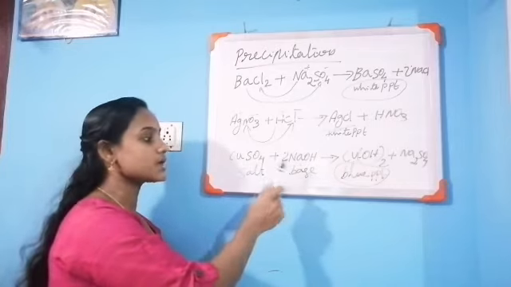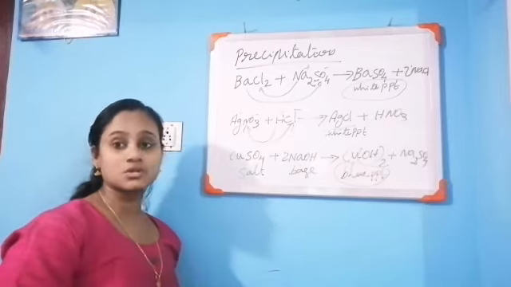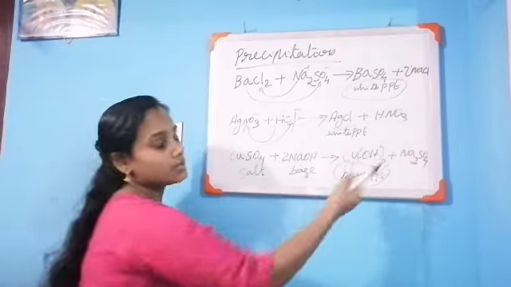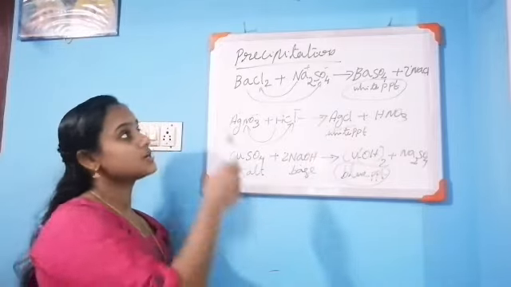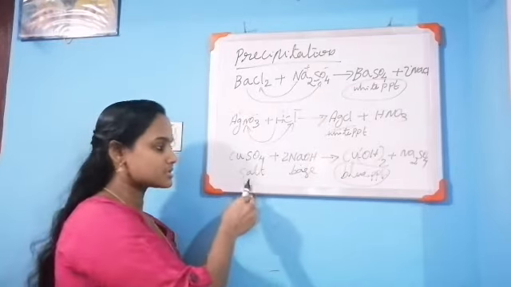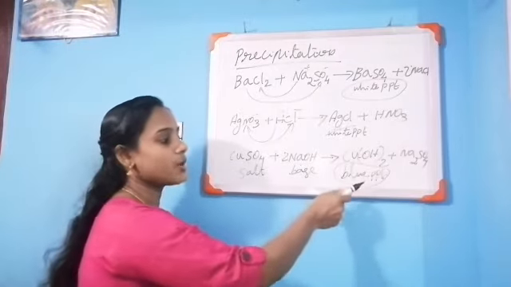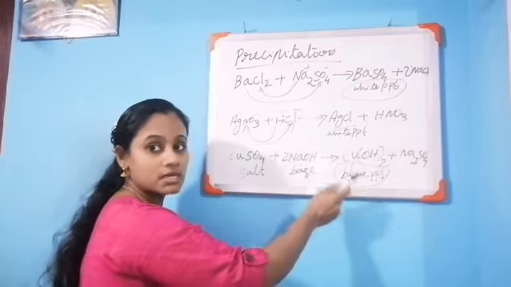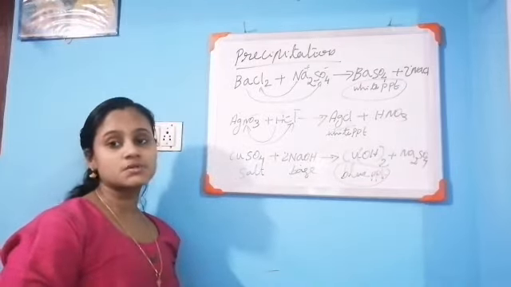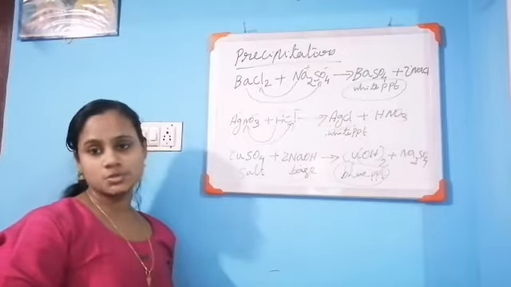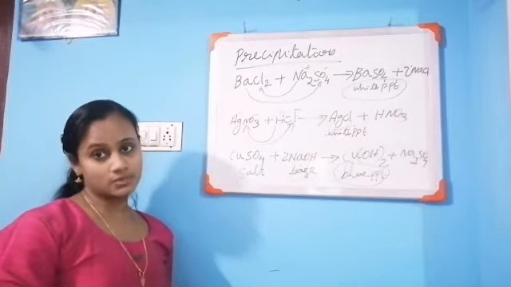So salt and base combine to form an insoluble solid. Here no water is produced. So this type of reaction is called a precipitation reaction. Salt reacts with the base to form an insoluble solid. In your textbook, some other examples are also there. Please work them out.